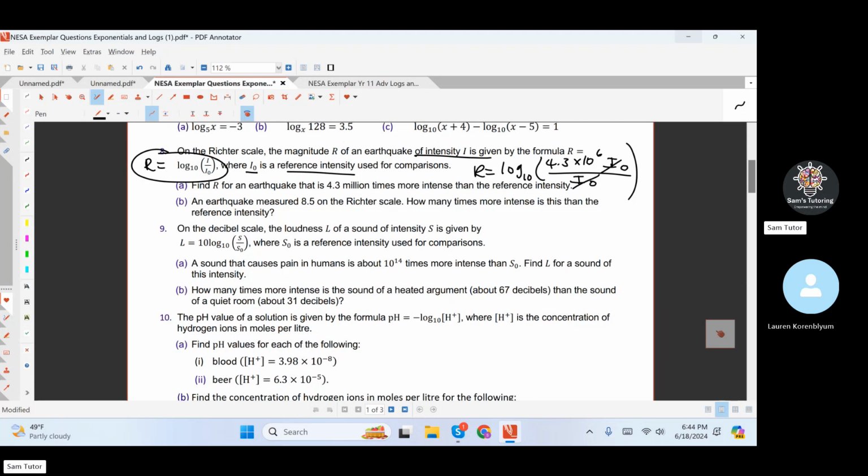But go, your question now. But how does I naught go to the top? I don't understand that. I is the intensity. On the Richter scale, the magnitude R of an earthquake of intensity I, find R, that is 4.3 million times more intense than the reference intensity. So what was I?